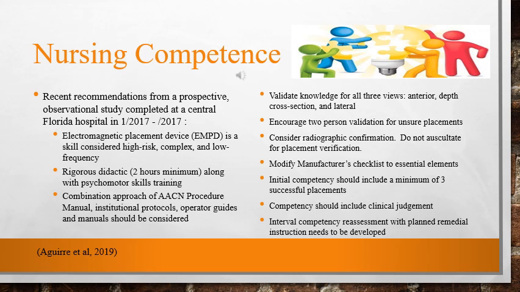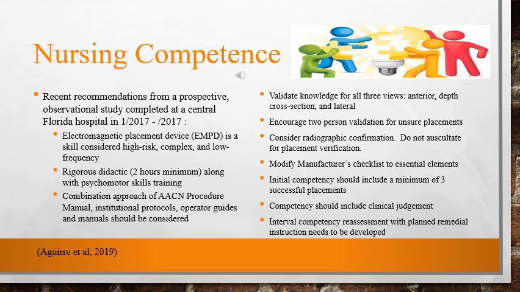They also recommend modifying this lengthy manufacturer's checklist to just the essential components because it's so lengthy it's going to create a problem. We need to figure out how to get that shortened up a little bit. And that initial competency, when you're checking off a super user, they need to do at least 3 successful placements first before you let them loose. 3 successful placements for initial competency.